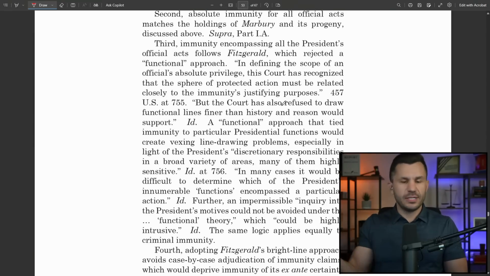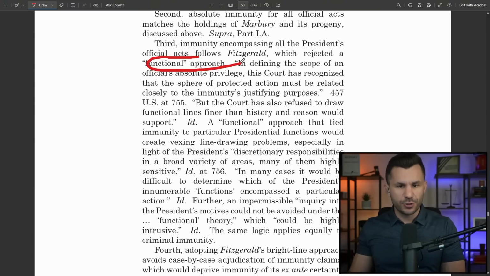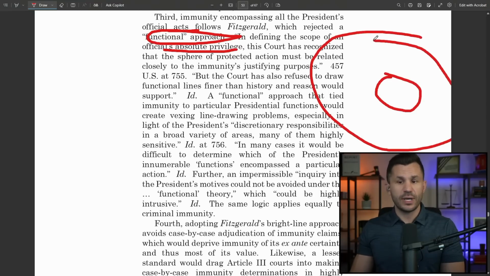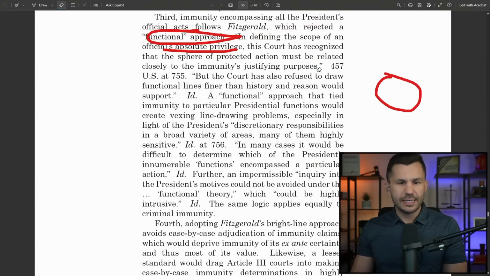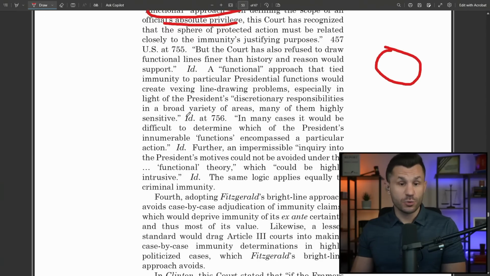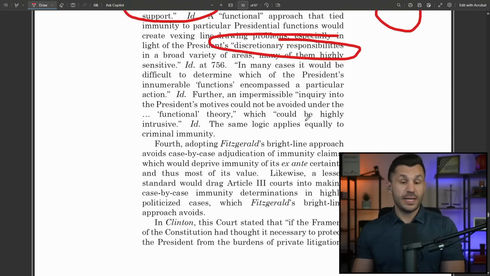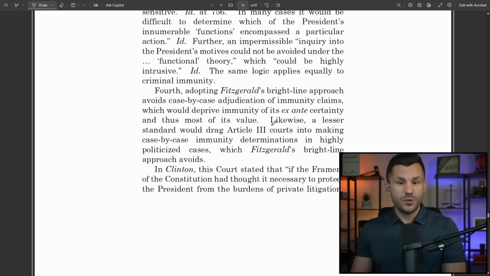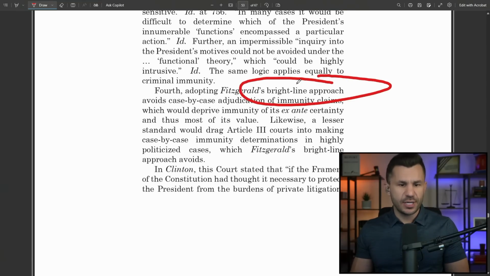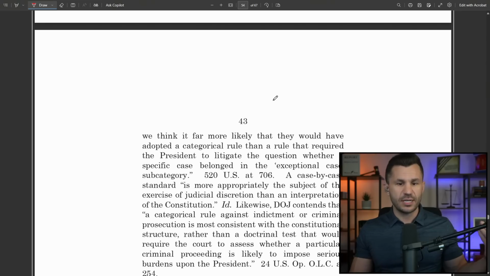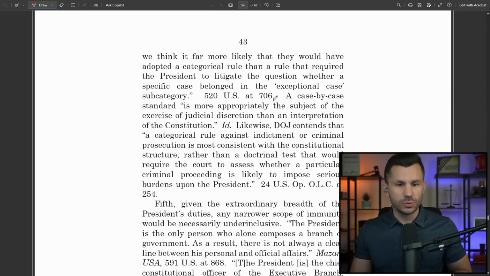And here's another possible interpretation of this. It's the functional approach. So how do we define the scope of an official's absolute privilege? Is it this level of action, or does it extend all the way out here? They say the court must recognize that the sphere of protected action must be related to the immunity's justifying purposes. And the court has also refused to use functional lines. So we're asking, what are the president's duties? What are his discretionary responsibilities? And in many cases, they say it would be very difficult to determine what is what. If you adopt a bright line approach, it avoids a case-by-case adjudication of these immunity claims. In Clinton, the court stated that if the framers of the Constitution had thought it necessary to protect the president from litigation, we think it far more likely that they would have adopted a categorical rule than a rule that required the president to litigate a question whether the case belonged to a subcategory.